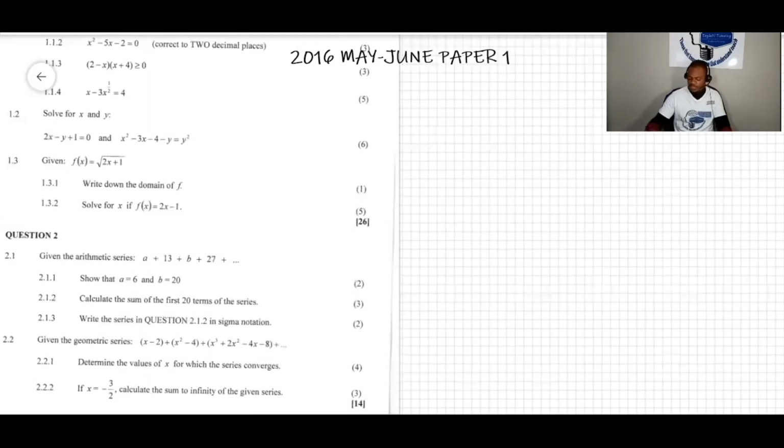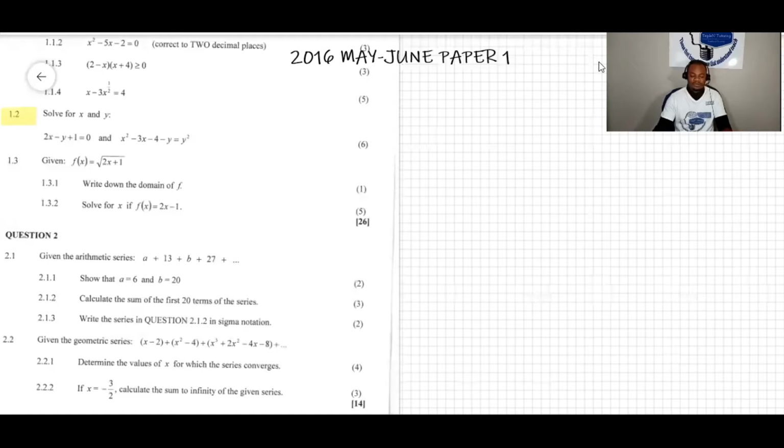Well, in the previous video, we did question 1, all the questions. And now we're going to do question 1.2. Let's say solve for x and y, okay? I'm right here. 1.2, we need to find the value of x and y simultaneously.